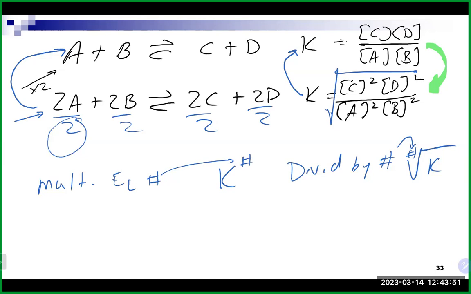So that's a very common error a lot of people make. They end up adding because they think, it's kind of like delta H, you just add them. But you do multiply them. If you reverse a reaction, you take 1 over the K value. If you need to multiply by a common number, again, you take it to that common number. Or if you need to divide by a common number, you would take the root of it to that common number.